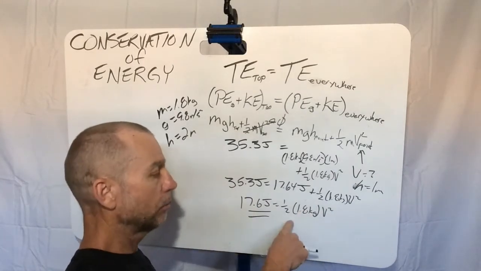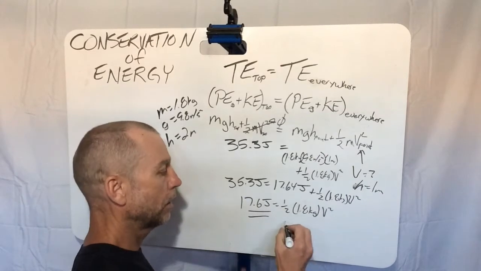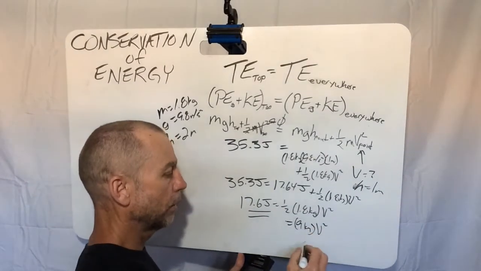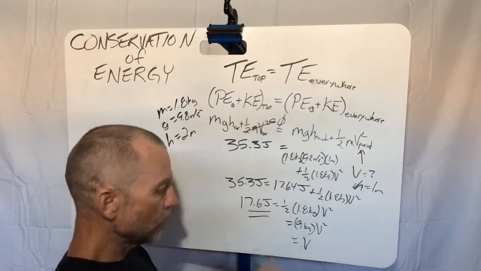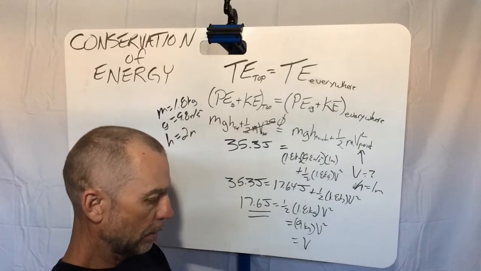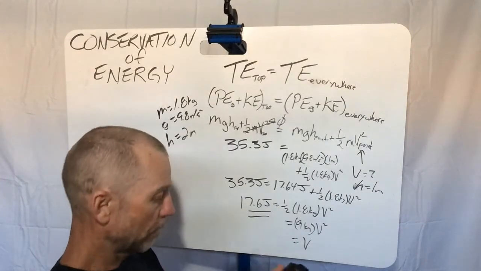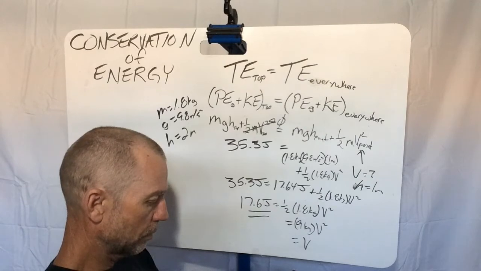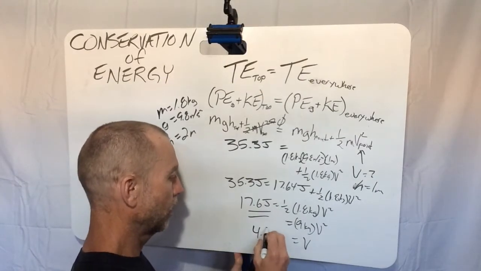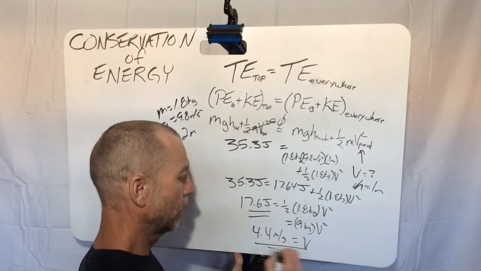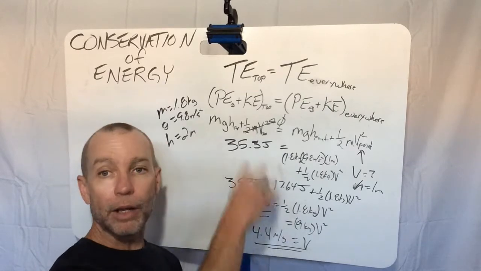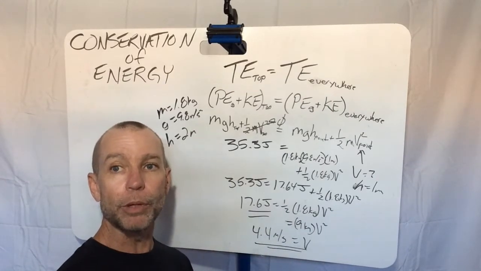So I can divide by the 1/2 times 1.8 kilograms, v squared. So we'll divide. And then remember, we take the square root of it. And we get like 4.4. So anywhere along the way we can find the velocity. We just happen to figure out at 1 meter up, it's 4.4 meters per second.